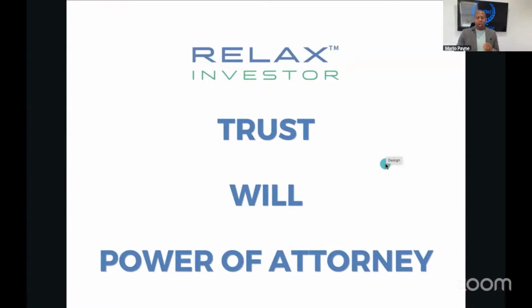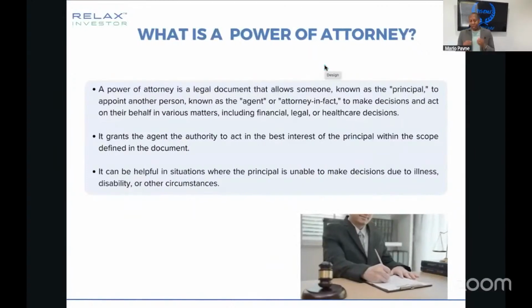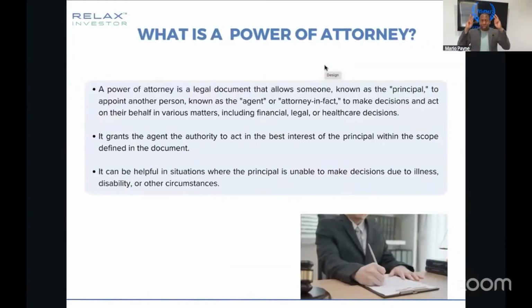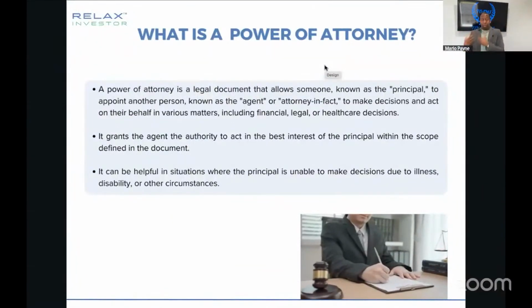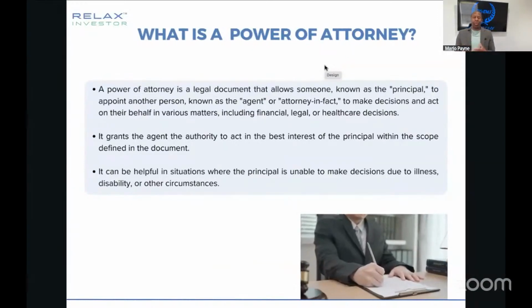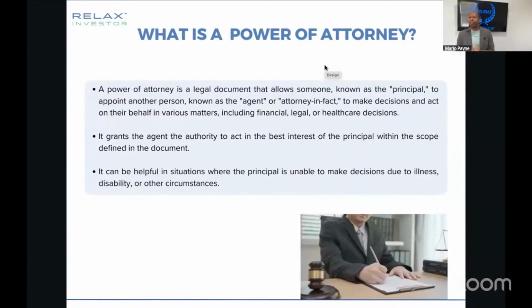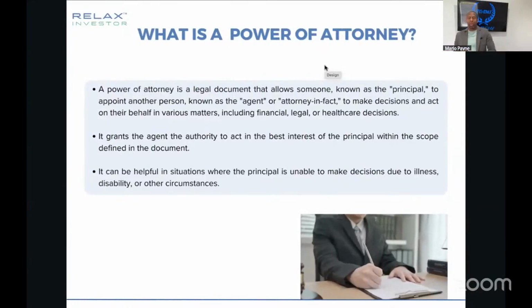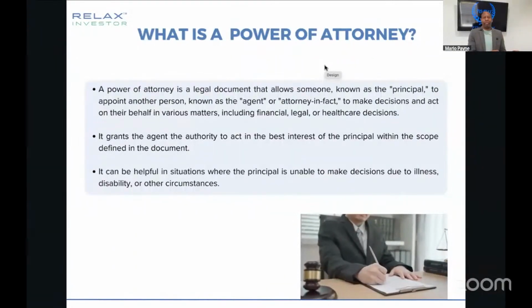So when we do our estate planning, the very, very first thing we should have from a planning standpoint. Now, depending on the person's situation, you should have all the documents, but the first document that is essential is the power of attorney. And the reason why is because the power of attorney is a legal document that allows someone, known as the principal, to appoint an agent, or attorney-in-fact. That agent can make decisions and act on your behalf in a variety of different matters, including financial, legal, and healthcare decisions. So I am able to act on a person's behalf while they're living.